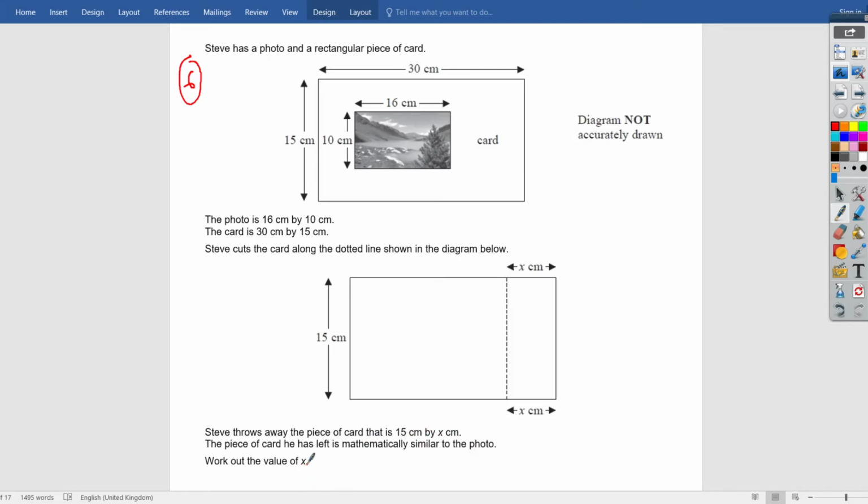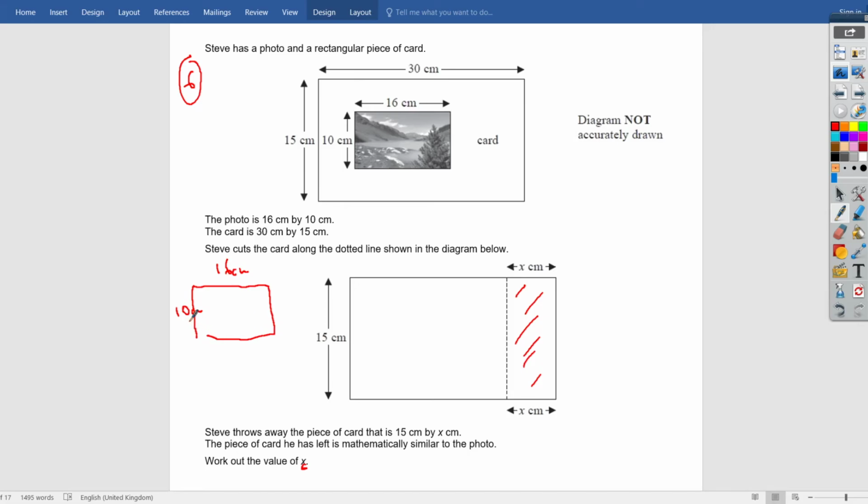Work out X. So what he's done is he's cut that off, and this shape now is mathematically similar to this photograph here. So if I draw the photograph next to it, this is 16 centimeters, and this is 10. They're both rectangles.